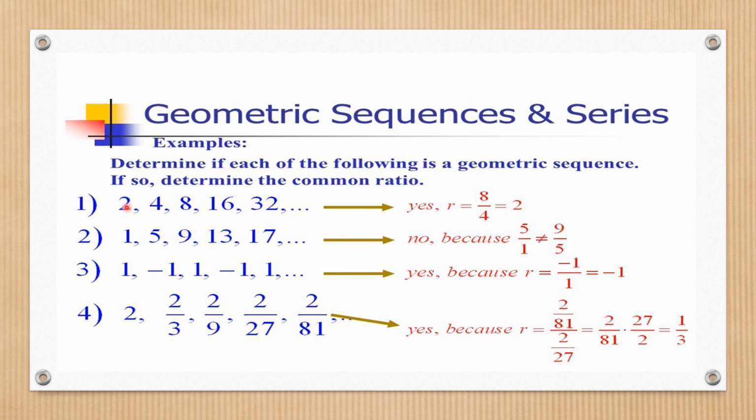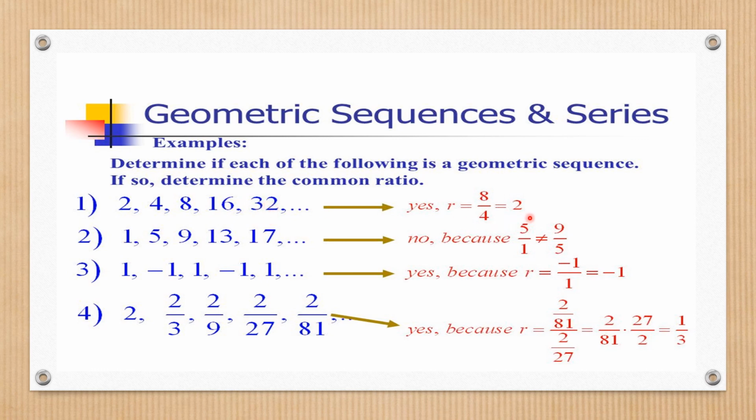See here, 2 into 2 is 4, 4 into 2 is 8, 8 into 2 is 16, 16 into 2 is 32. So yes, this is a GP, as r is 8 by 4, which is equal to 2. You can check for any pair, so the common ratio is 2. Here we took it by dividing, but it is the same number that each term is multiplied with, which is 2.